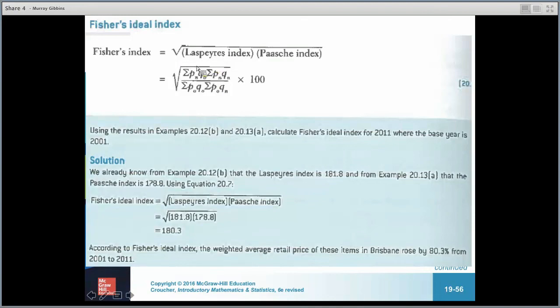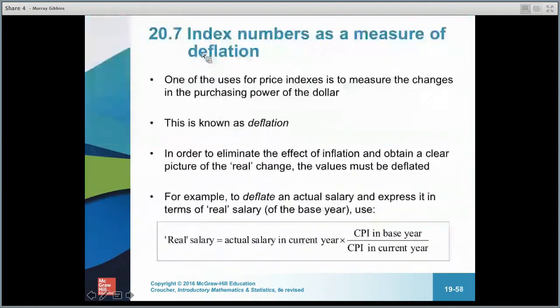Well, along comes Fisher, and he says, well, guys, the ideal index is going to be an average of the two of them. So because they're indexes, rather than add them and divide by two, we multiply the two indexes together and find the square root. So the two indexes were pretty close, 181 and 178. Multiply them together, find the square root, and you've got Fisher's ideal index of 180.3. It's saying, again, according to Fisher, prices rose by an average of 80.3. So maybe he did that to negate some of the potential effects of understating or overstating the indexes, a little more conservative approach, perhaps.